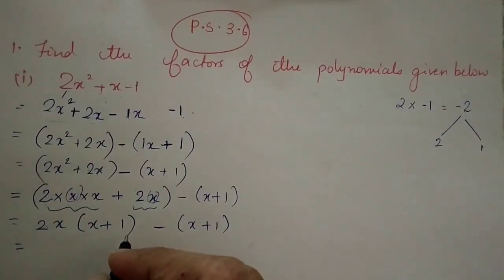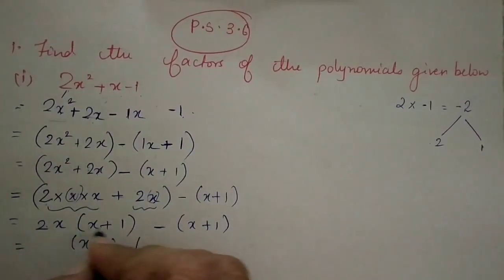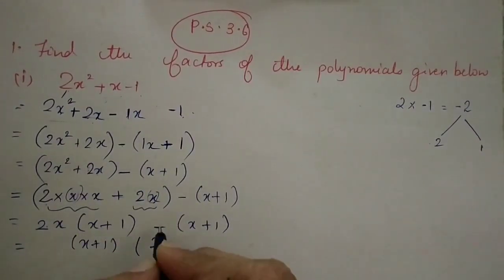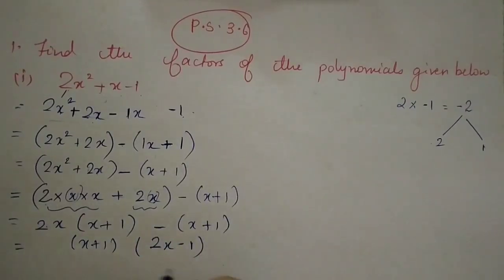So now in the next step, what will you write? Your x plus 1 will be one bracket, whichever you are getting, and the other bracket will be this 2x minus 1. Why 1? Because there is no number here, so 2x minus 1. Okay, let us solve one more sum.